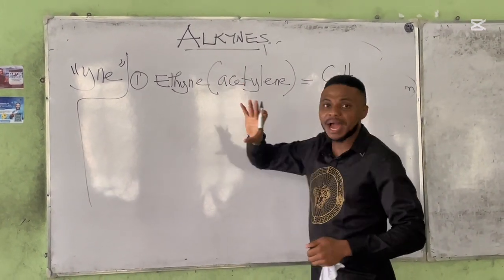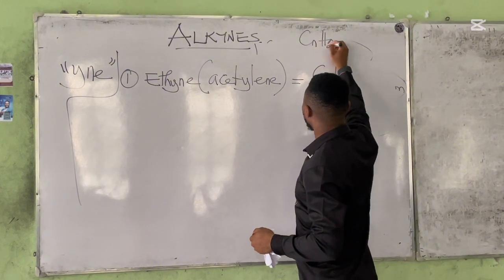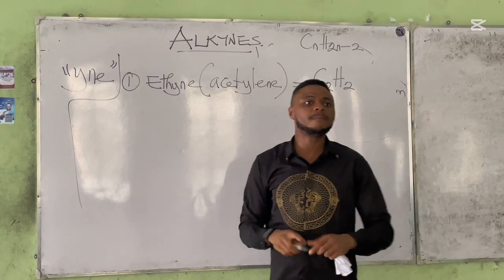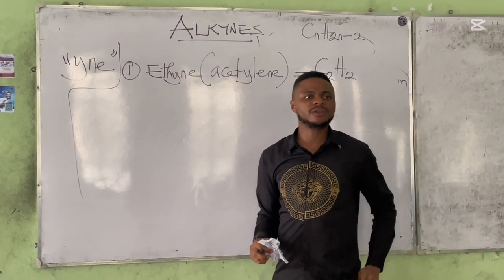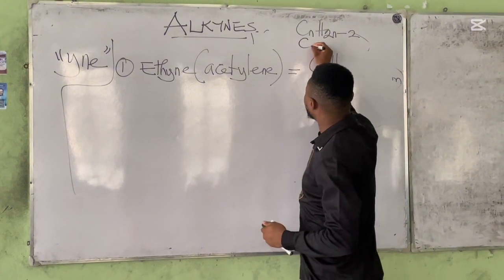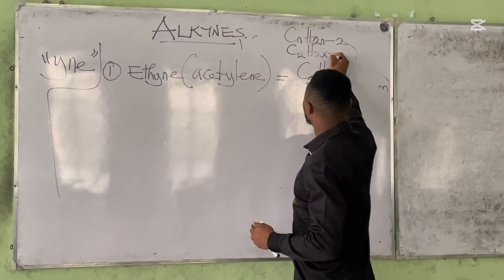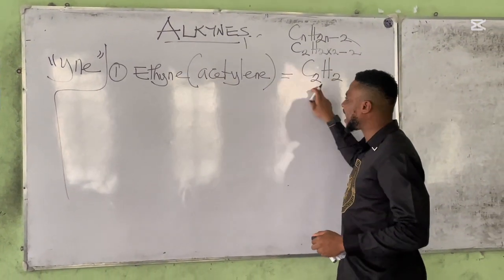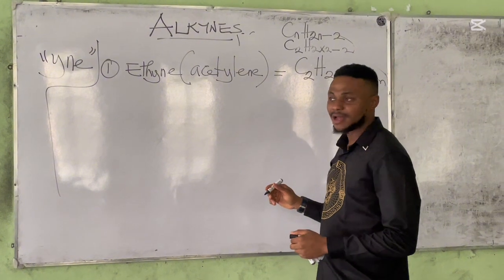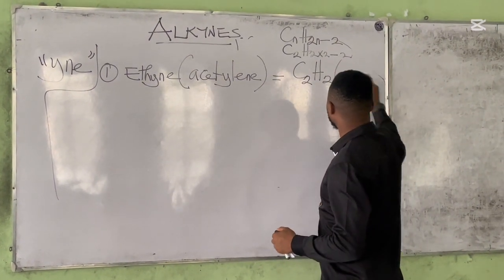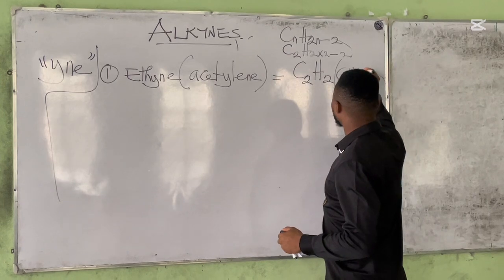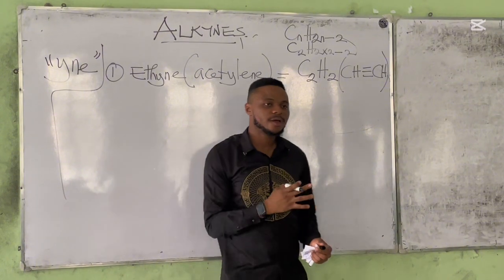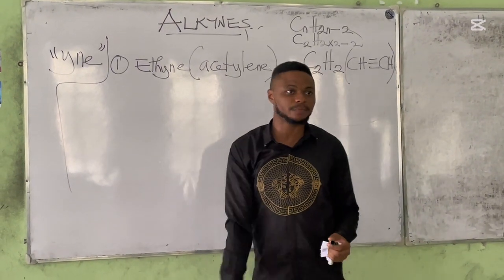The general molecular formula for the alkyne series is CnH2n minus 2, am I correct? Yes. N is the number of carbon atoms, so let us do the math. If we have C2, it will be 2 times 2 minus 2. 2 times 2 is 4, minus 2 is 2. So that's how we have C2H2. Then the structure is like this: CH triple bond CH. That is the structure of a typical alkyne, an example of which is ethyne.